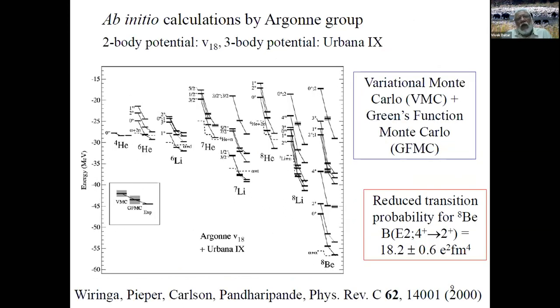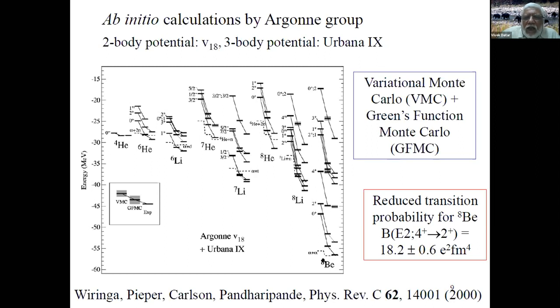Okay, there were also ab initio calculations by the Argonne group, primarily led by Pandharipande, who passed away now. Now these are led by Bob Wiringa. And this is their paper of 2000, where they actually calculated the ground state and excited states of beryllium-8, but all the way from helium-4 to beryllium-8, and I think even one or two nuclei higher than that. Since then, I think they've gone on to about carbon-12 or so, because as the nucleus becomes heavier and heavier, it becomes more and more difficult for these ab initio calculations to be done. They use the so-called variational Monte Carlo as a first approximation, and then use the Green's function Monte Carlo to calculate the excited states and the electromagnetic properties of the excited states.